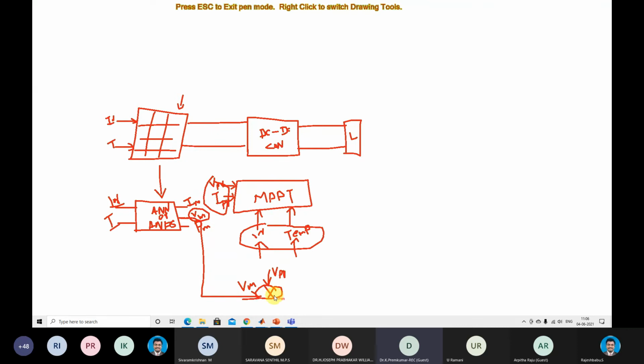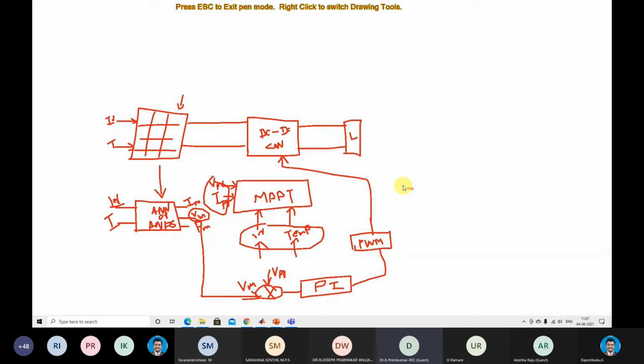After comparing, it is going to be processed via a PI controller. Then this PI controller output is going to be processed via a PWM generator. Then the PWM generator will provide pulses for the switches used in the DC-DC converter, right? So this is the process of maximum power point tracking algorithm implementation in the solar PV model.